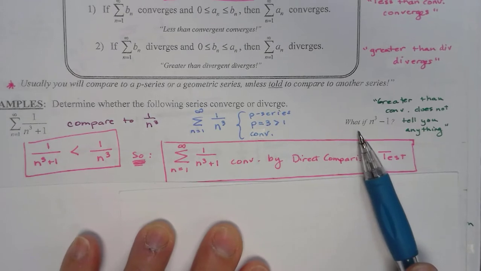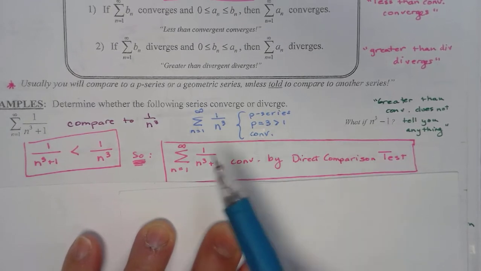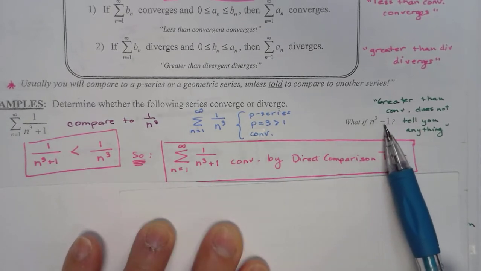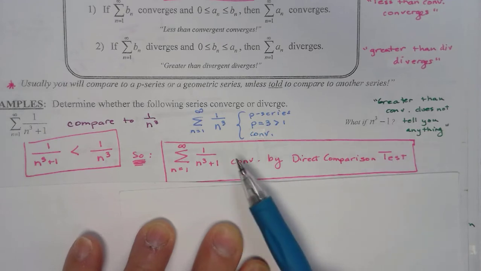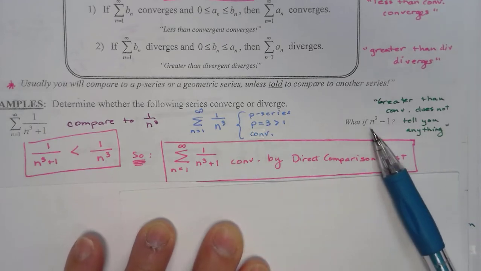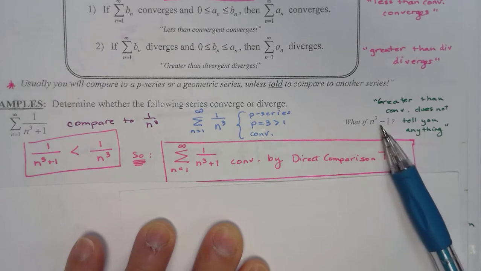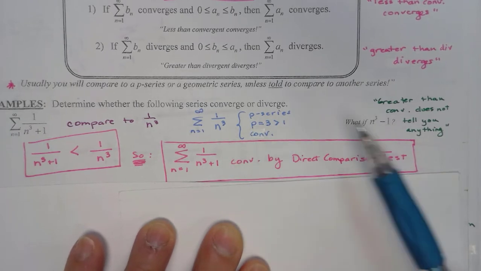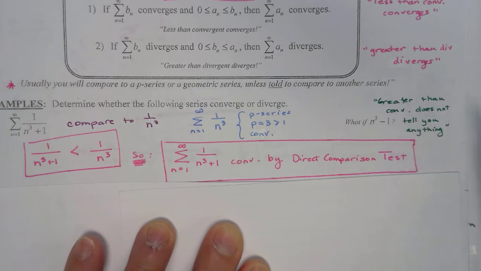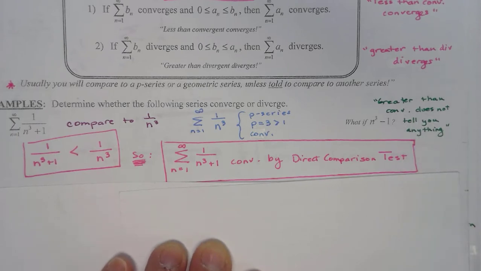Now here's a question to ponder. What if this had been an n cubed minus 1? We could not compare it to n cubed because 1 over n cubed minus 1, term by term, would be greater than our known series, and greater than a convergent series does not tell us anything.